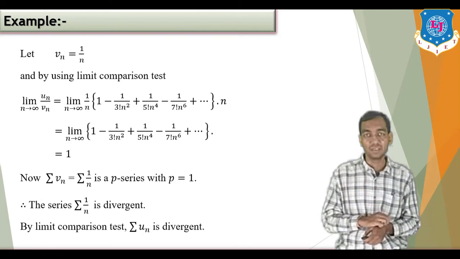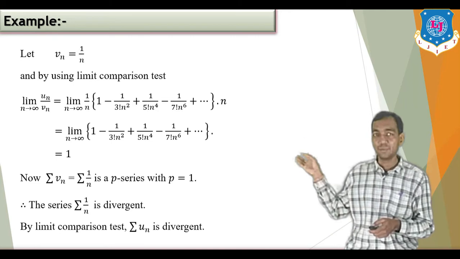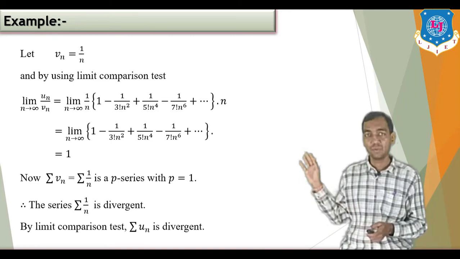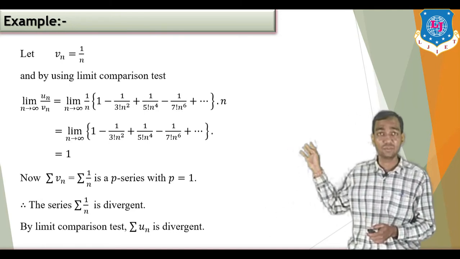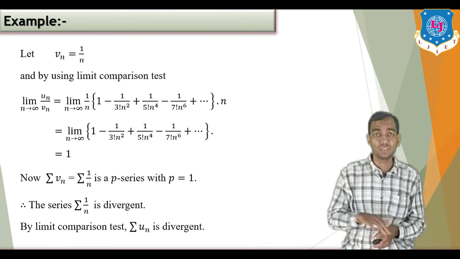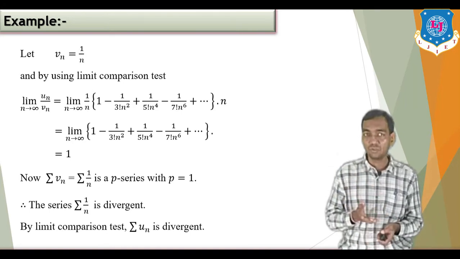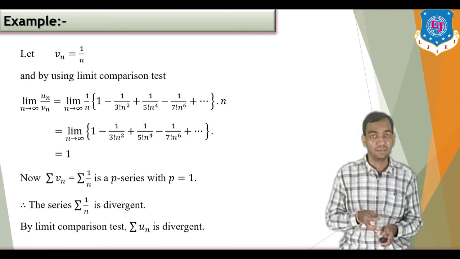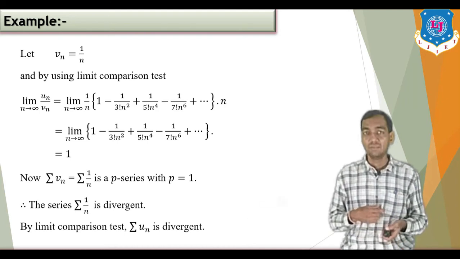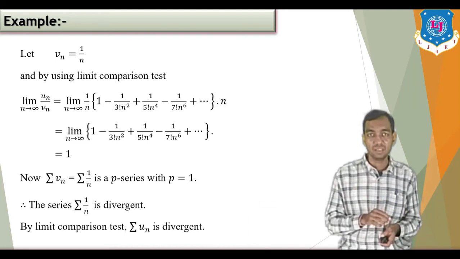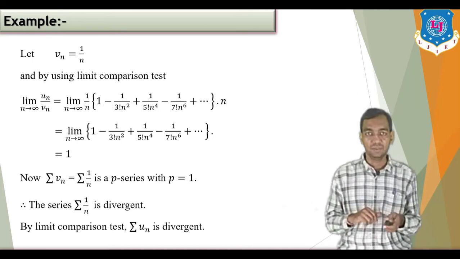Now if we find the limit of un upon Vn, it will simply be the limit as n tends to infinity of 1 minus 1 upon 3 factorial into n square plus 1 upon 5 factorial n raised to 4 minus 1 upon 7 factorial n raised to 6 and so on. The n cancels out, and 1 upon infinity is 0, so you will have the value 1, which is non-zero and finite. Correct? Again applying the p series, sigma Vn is sigma 1 upon n, where p is 1, so it is divergent, and that is why sigma Un is also divergent.